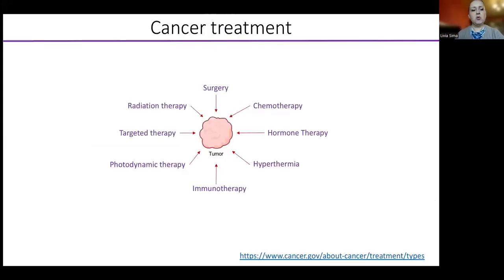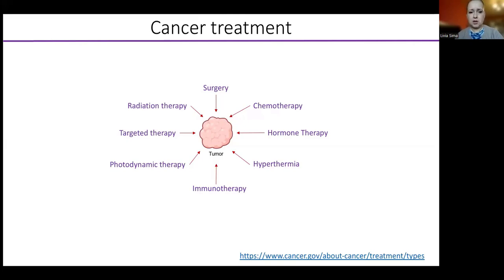So as most of you know, cancer treatments are varying, and depending on the progression stage of the disease and the type of cancer, the patient is treated either by surgery to remove the tumor or by different treatments that aim to kill the cancer cells in the tumor and to prevent the tumor from progression.